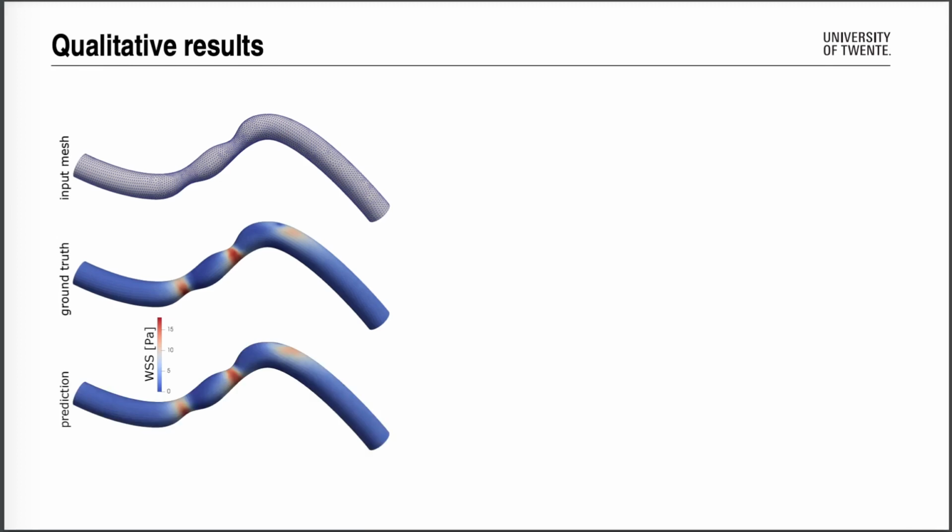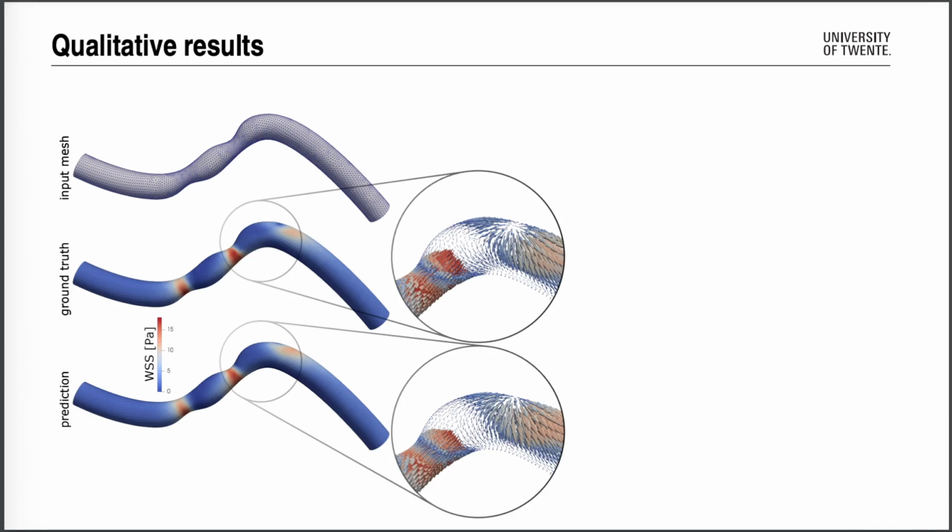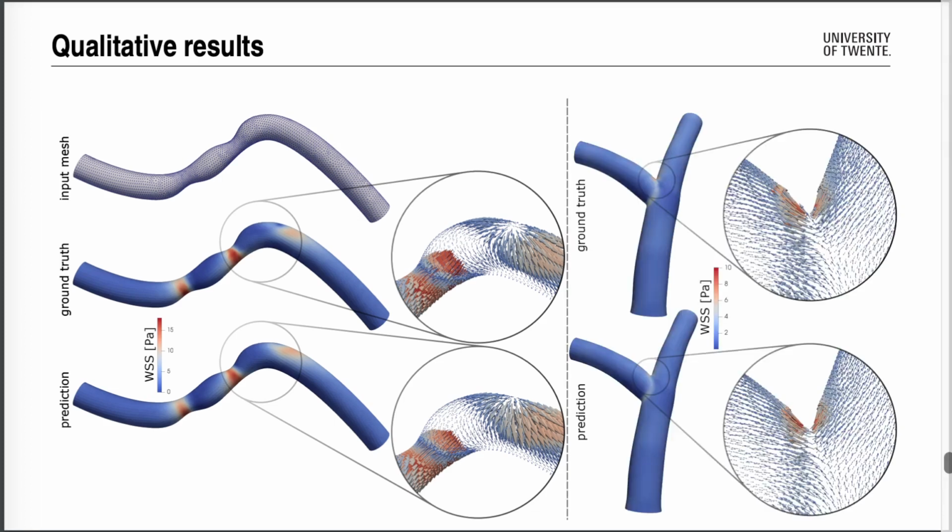Even though this is a particularly challenging example, the wall shear stress heat maps look reasonable. Zooming in and visualizing the wall shear stress vectors at every vertex reveals where the neural network was struggling, but also that it succeeded in correctly predicting the flow vorticity and multidirectional wall shear stress. The same holds true for the bifurcation models.